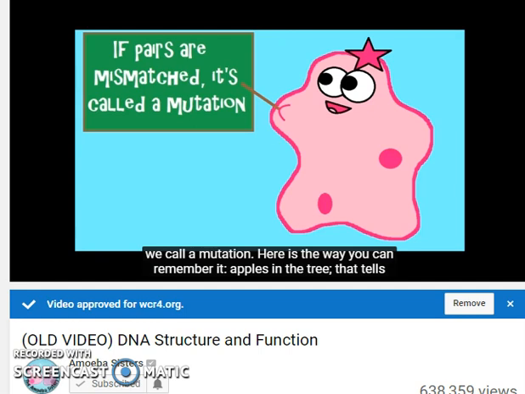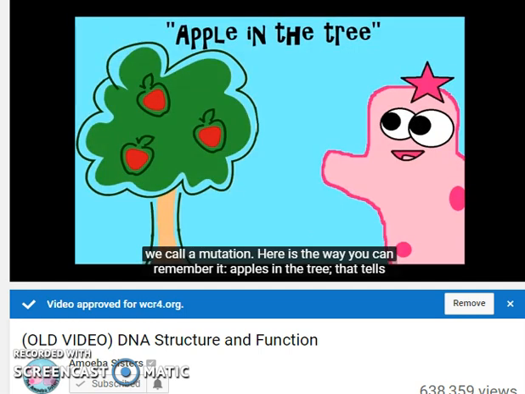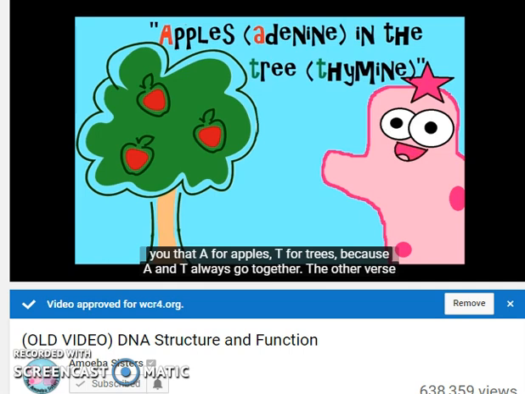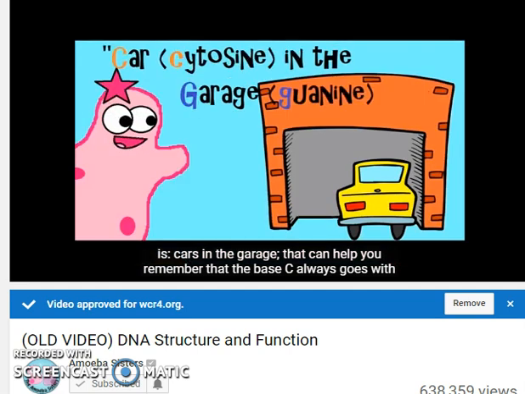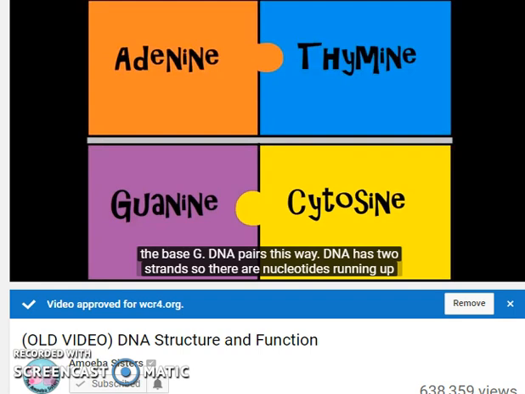But here's the little way you can remember it. Apples on the tree. That tells you that A for apples, T for tree, A and T always go together. And then the other little verse is cars in the garage. That can help you remember that the base C always goes with the base G. And so you kind of know how they match. And DNA pairs this way.